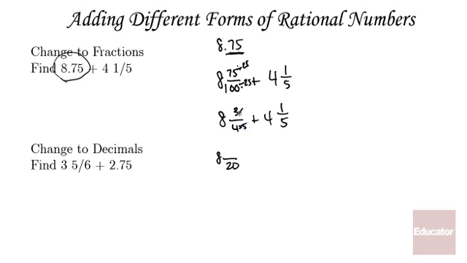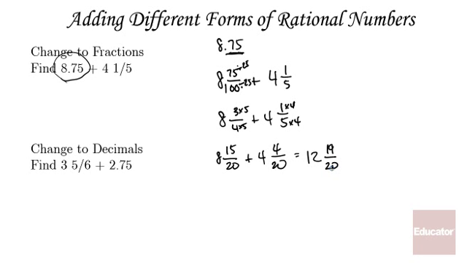4 times 5 gave me 20, so 3 times 5 is 15. Over here, 5 times 4 gives me 20, so 1 times 4 is 4. Now just add the whole numbers. 8 plus 4 is 12, and add the numerators. 15 plus 4 is 19, and keep the denominator the same. And 19 over 20 cannot be simplified, so our answer is 12 and 19 over 20.